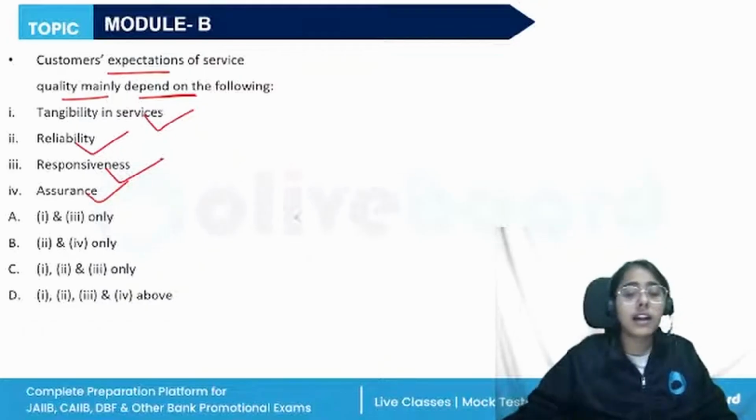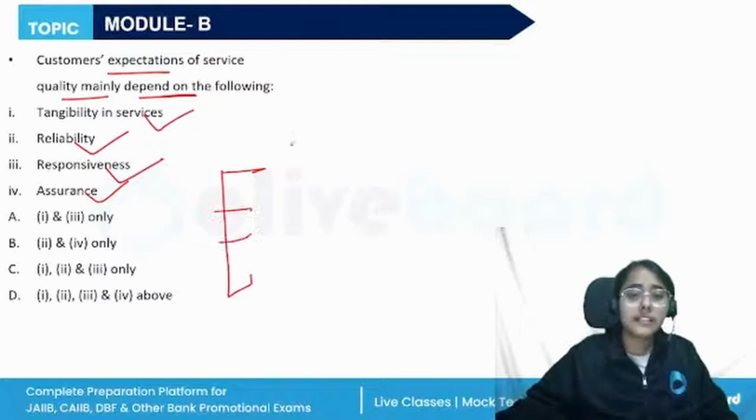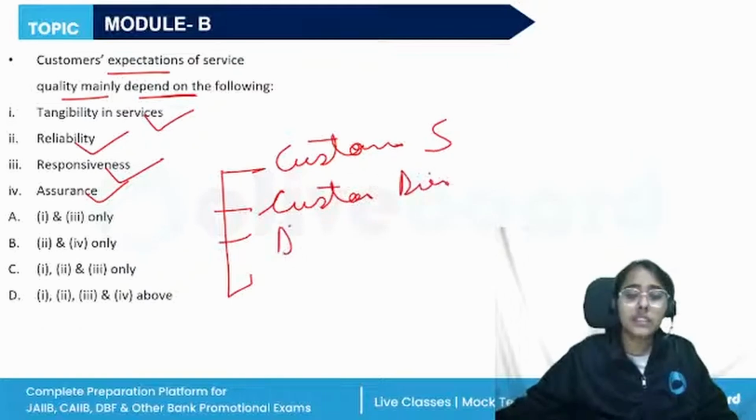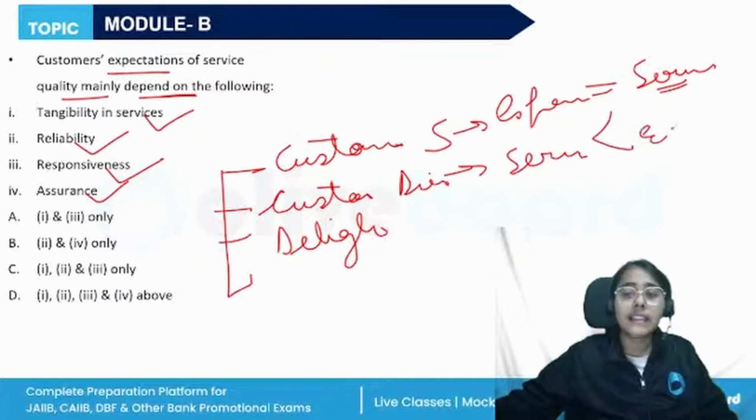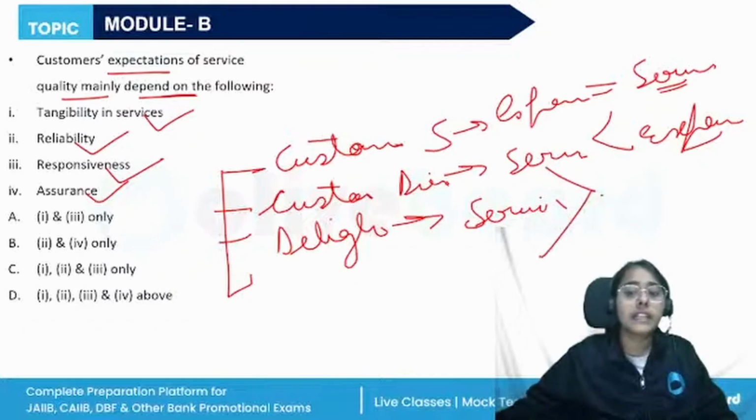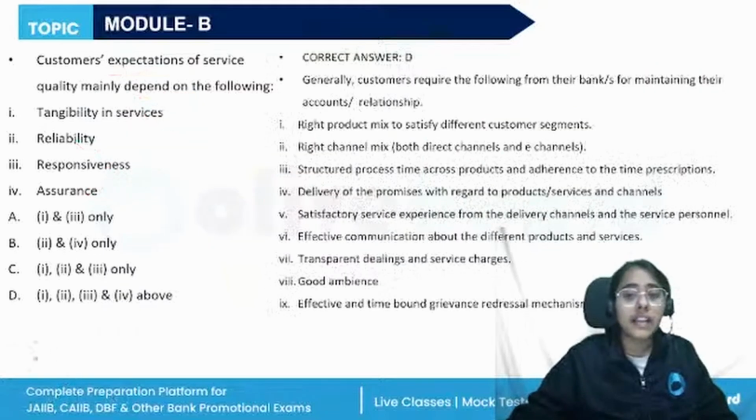Next, customers' expectations of service quality mainly depend on the tangibility in the services, reliability, responsiveness, and assurance. So there are three levels: customer satisfaction, customer dissatisfaction, and customer delight. The customer will be satisfied where the expectations meet the services. Customer will be dissatisfied if the service quality is less than the expectations of the customer. And customer will be delighted when the services offered by the banks will be of better quality than what was expected.